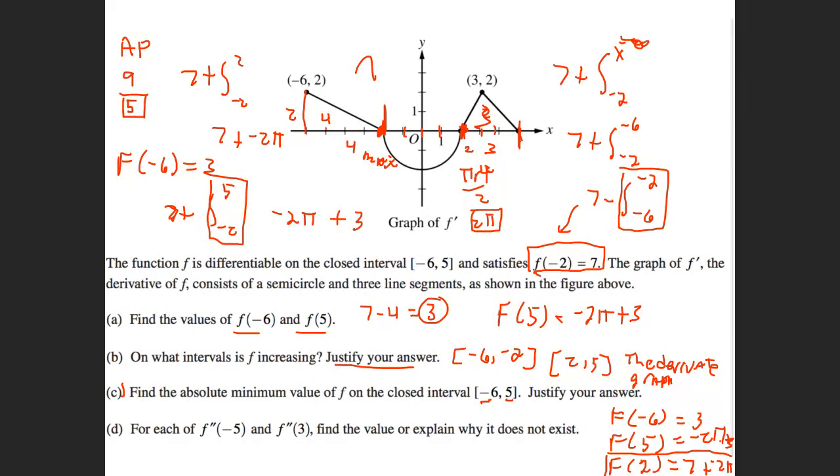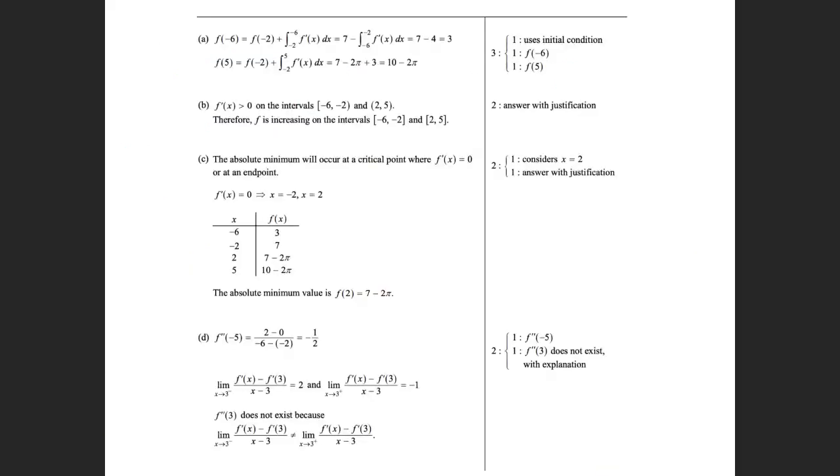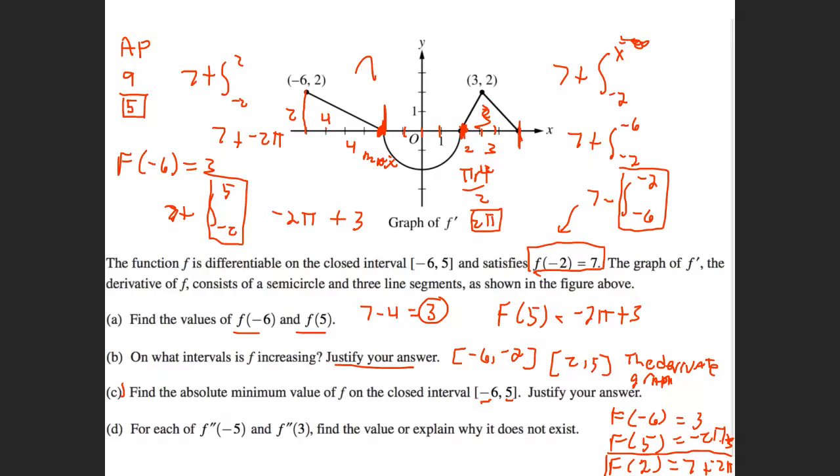Now, let's take a look at the answer key to this. Part A. We have 7, so this is their answer. They came up with 3, and then 10 minus 2 pi. I'm sorry, I missed something on part A. I forgot the 7.